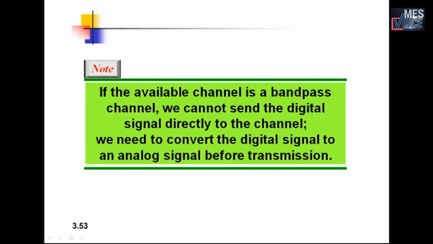If the available channel is a bandpass channel, we cannot send the digital signal directly to the channel. You know that for a digital signal to be sent directly, we need infinite or very high bandwidth, which is not possible with a bandpass channel. A bandpass channel will always have a restriction on the bandwidth. So we need to convert the digital signal to an analog signal before transmission.